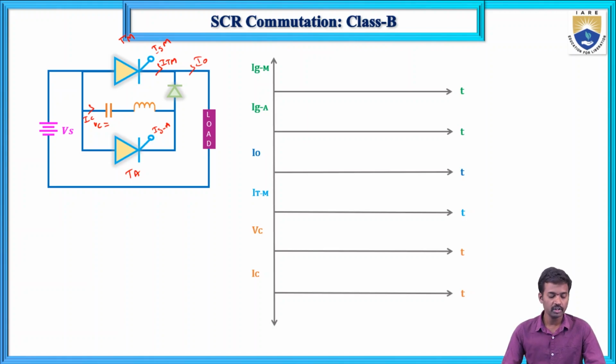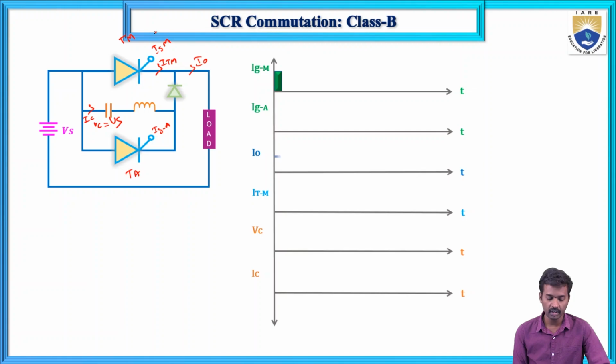Now first, turn on. We know the assumptions: I0 is always constant, the LC circuit is resonating in nature, and the capacitor voltage is initially charged to Vs. So we will see what happens when you turn on the SCR, this main thyristor.